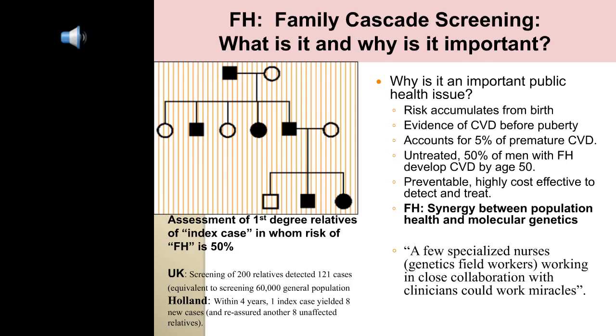The risks are accumulating from birth. There's evidence that patients with the condition get cardiovascular disease subclinically before puberty. Eventually it accounts for at least 5% of premature cardiovascular disease, and if untreated, 50% of men with this condition will develop clinical cardiovascular disease by age 50. The treatment and management is highly cost effective, so this is a field where we need to improve the synergy between population health and molecular genetics. And the comment's been made that a few specialised nurses, genetic field workers, etc., working in close collaboration with clinicians could work miracles.